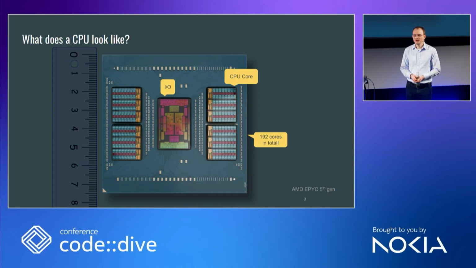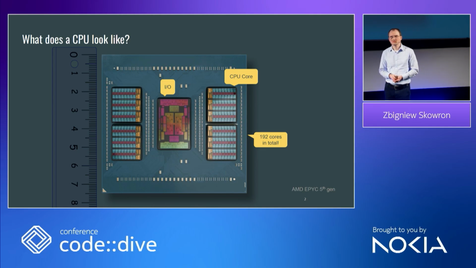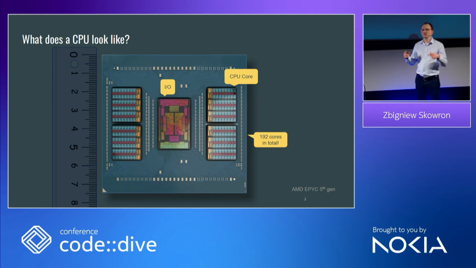Okay, so hello everyone. Thank you for coming. And let's talk about what's inside CPUs and GPUs. This is a relatively modern server CPU from AMD. And as you see, it is quite big. In the middle, you see an I/O die, which contains memory and I/O interfaces. And it's surrounded by a lot of CPU cores, 192 in this case. So this is a beast.